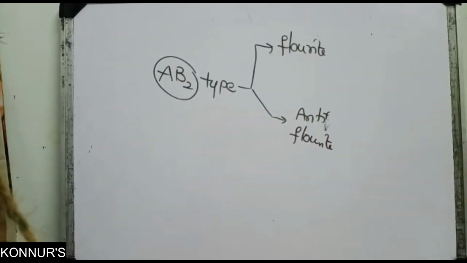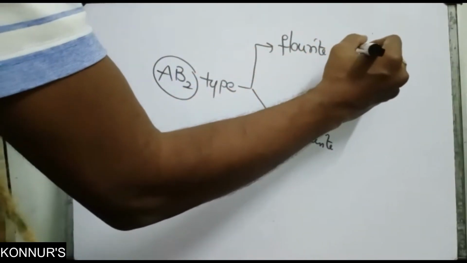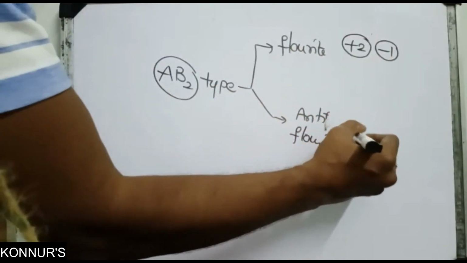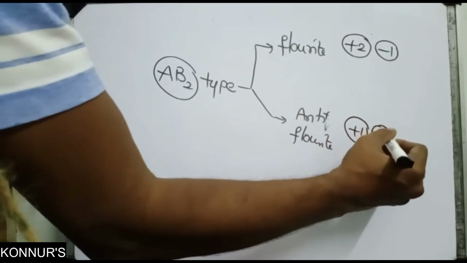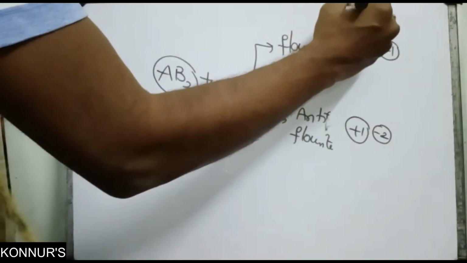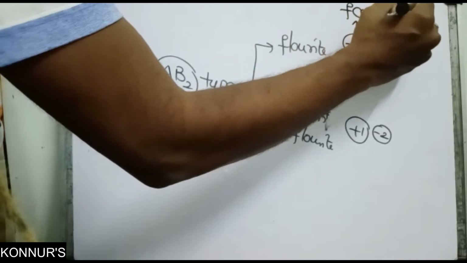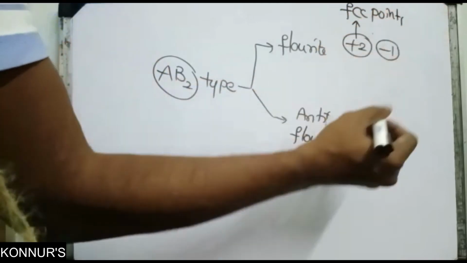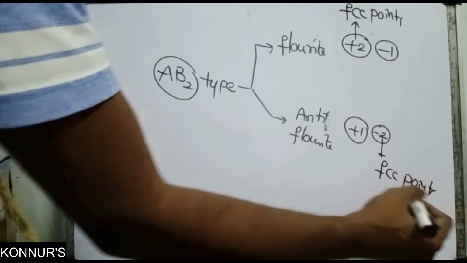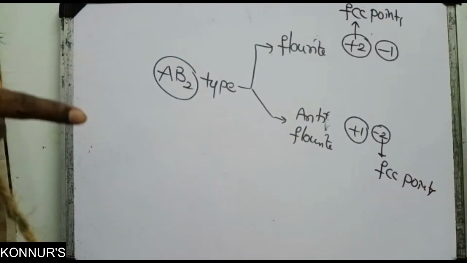Fluorite, anti-fluorite structure. Fluorite means plus 2 ion, minus 1 ion. Reverse, anti-fluorite means plus 1 ion, minus 2 ion. So where is the location? One ion is located at FCC points, either plus 2 or minus 2. FCC points means face center plus corner points, as we already discussed.